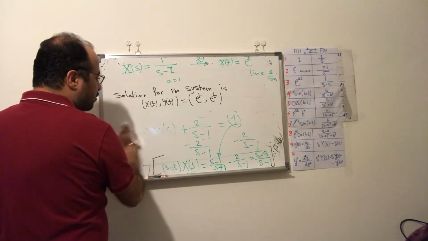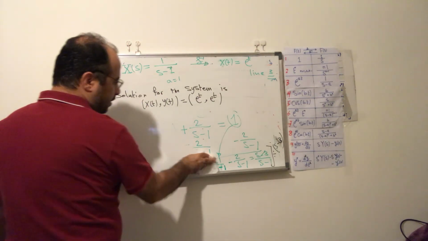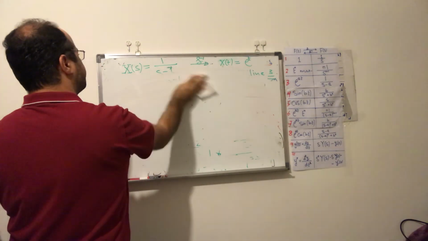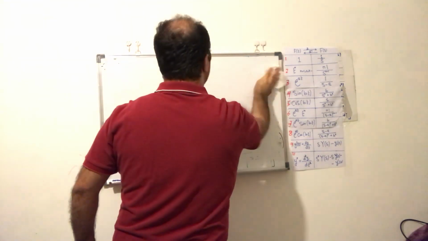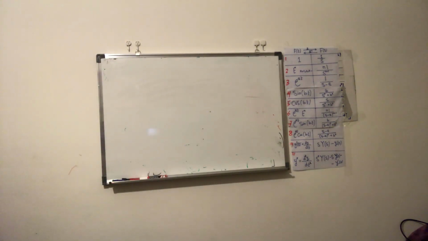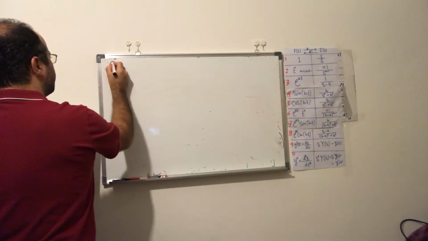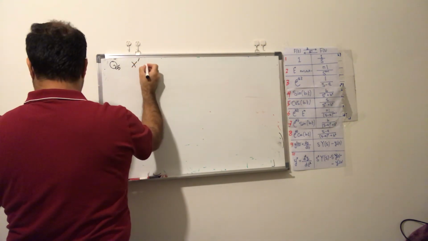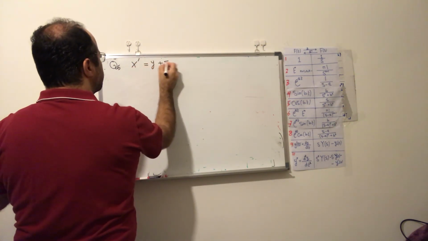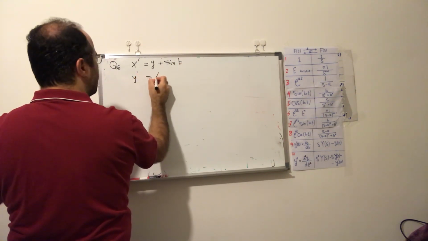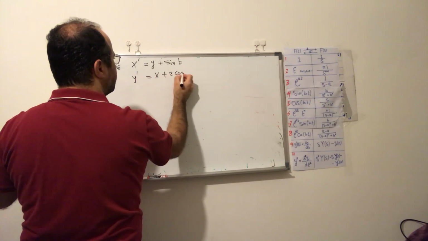Let me solve another question for you. I'm going to solve question number 5 now in the book. Here is question number 5. It is x prime equal to y plus sine t and y prime equal to x plus 2 cosine t.